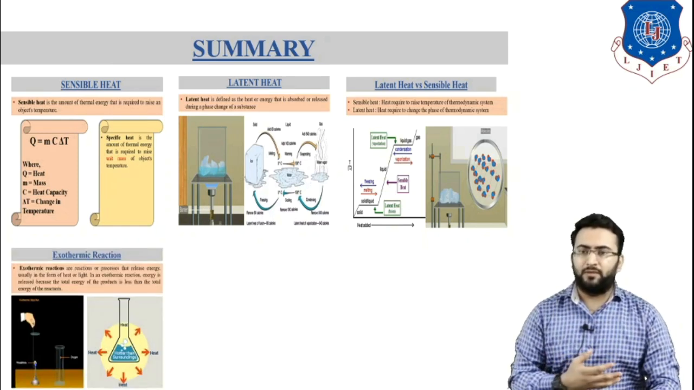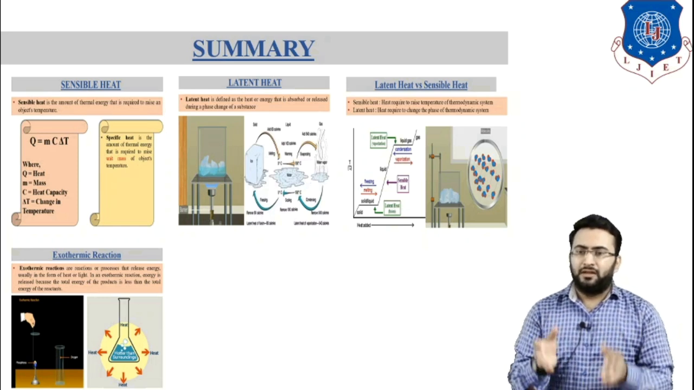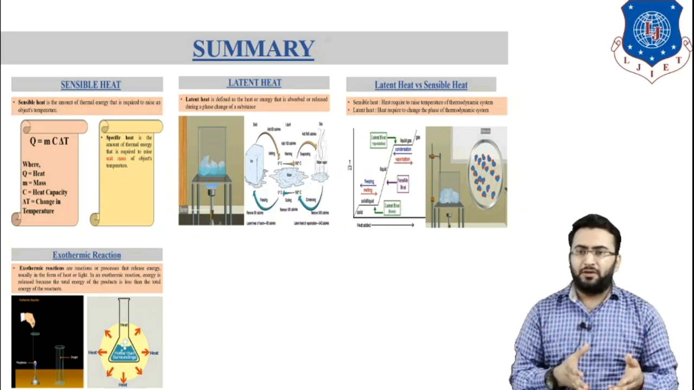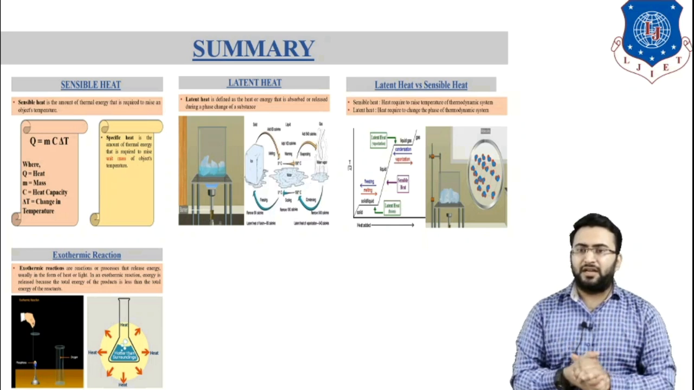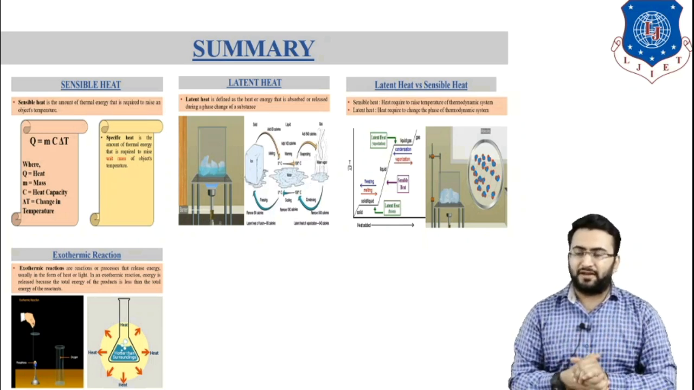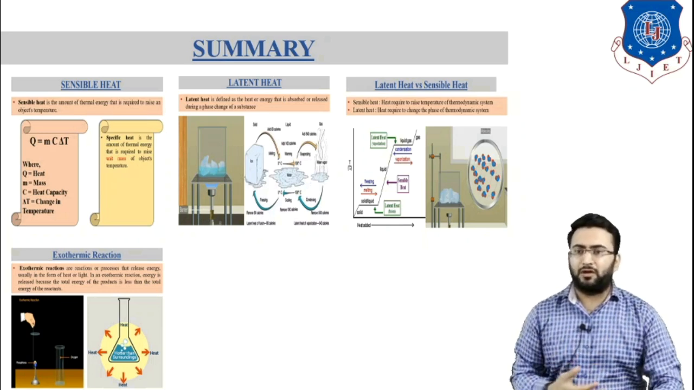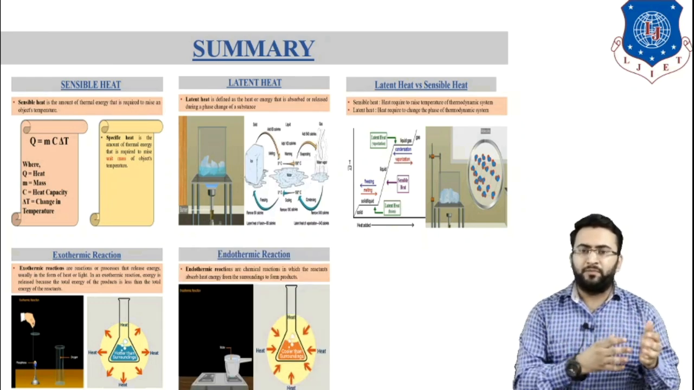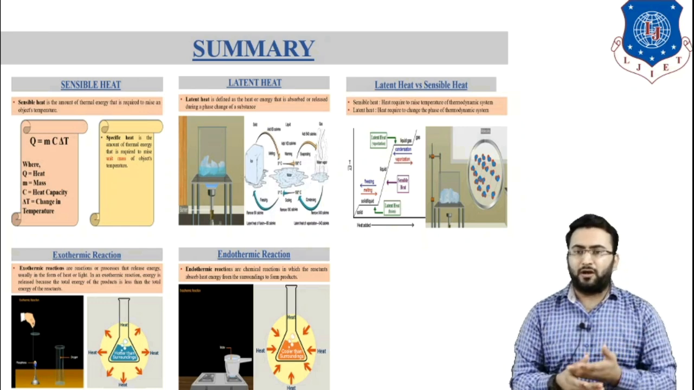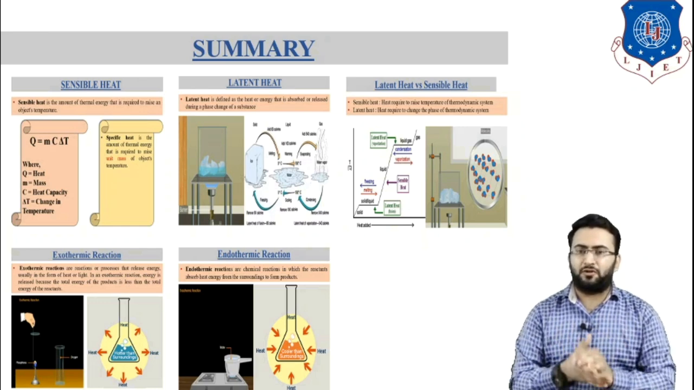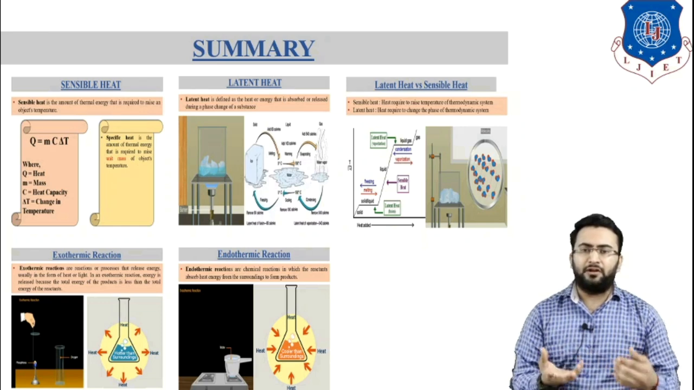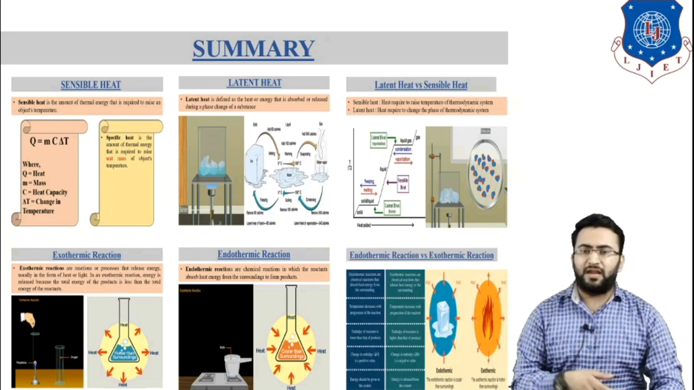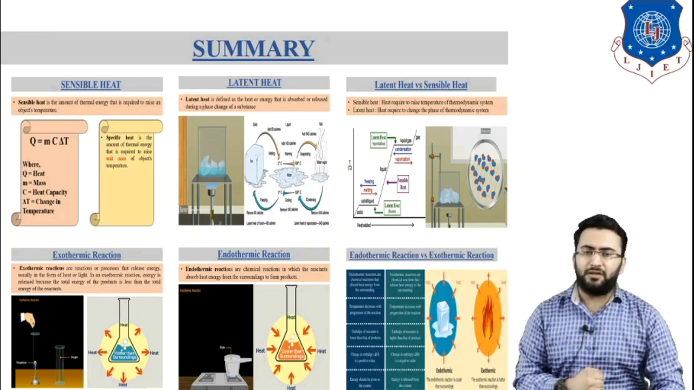Then we talked about the exothermic reaction, a reaction which releases heat from the system to the surroundings, that type of reaction is known as an exothermic reaction. Then we talked about the endothermic reaction, a reaction which requires heat from the surroundings to form product, that type of reaction is known as an endothermic reaction. And then we talked about the basic difference between endothermic reaction and exothermic reaction.